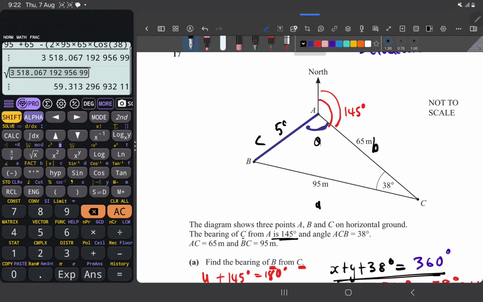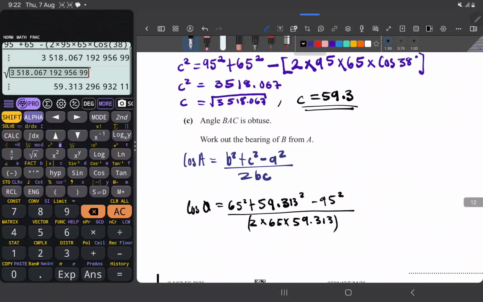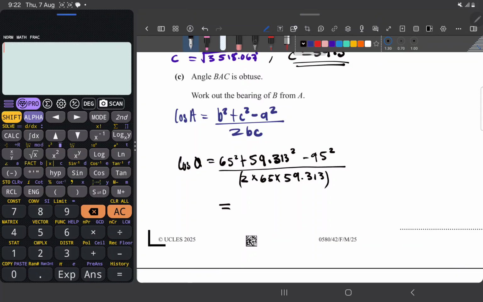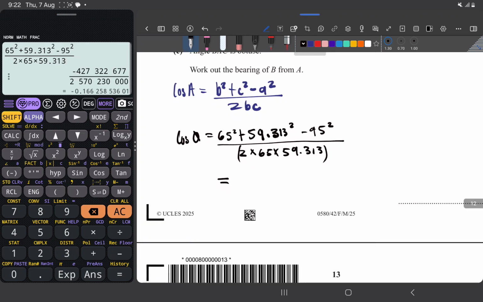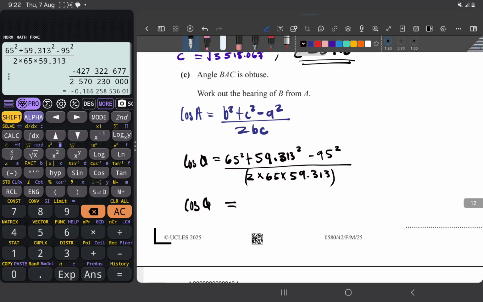You can see that it's 59.313, and you'll be able to substitute. So now you just substitute and you get your solution. Now, because I have a good calculator, which I want all of you to have, I'm just going to punch it in like this: 65 squared plus 59.313 all squared. It makes work so nice and easy. Then minus 95 squared, all over 2 times 65 times 59.313. You're going to get a nice answer. So cos theta is 65 squared plus 59.313 squared minus 95 squared, all over 2 times 65 times 59.313.